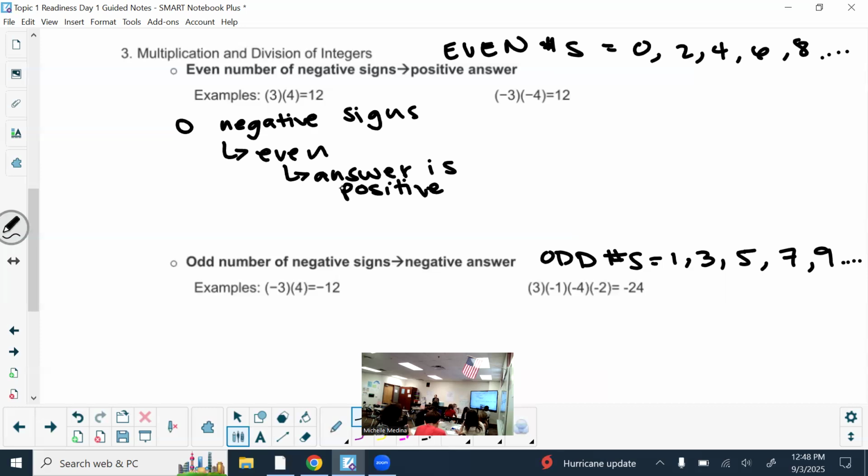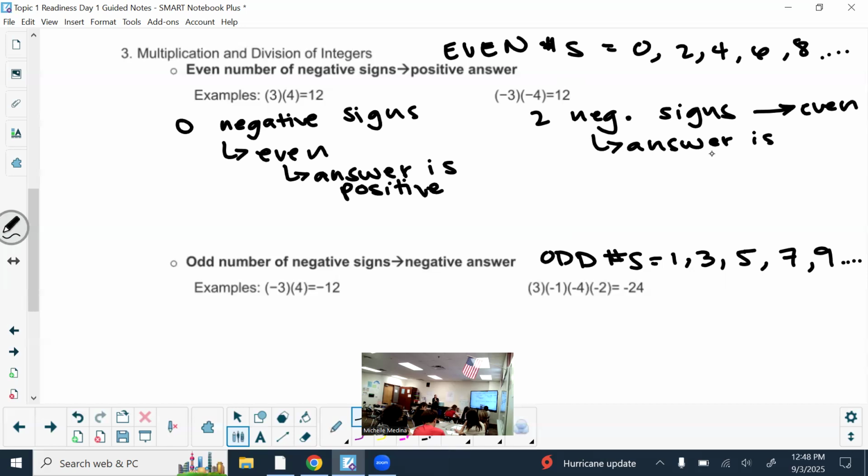In the second one, Colby, how many negative signs do I have there? 2. And class, is 2 an even or odd number? So 2 negative signs, that's an even amount. So my answer should be positive. It doesn't matter what the 2 numbers are that we are multiplying. If there's 2 negative signs, the answer will always be positive. -3 times -4 is positive.